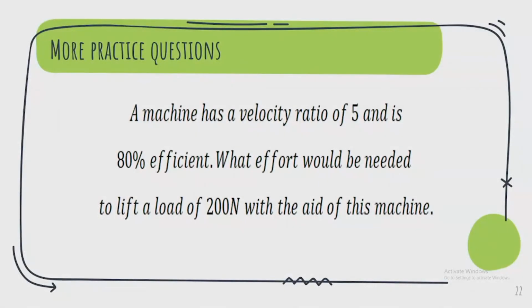So the next question says that a machine has a velocity ratio of 5 and is 80% efficient. So what effort will be needed to lift a load of 200 Newton with the aid of this machine? Yeah, so let's solve that.